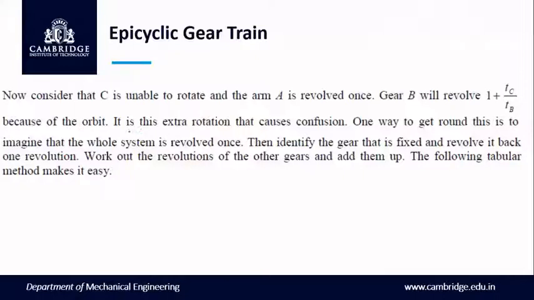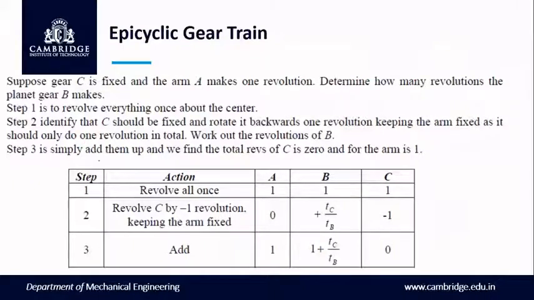It is this extra rotation that often causes confusion, but one way to get around this is to imagine that the whole system is revolved once. Then we can identify the gear that is fixed and revolve it back one revolution, work out the revolutions of the other gears, and add them up. We can get it by following the tabular column method. This is the tabular column method we often follow.